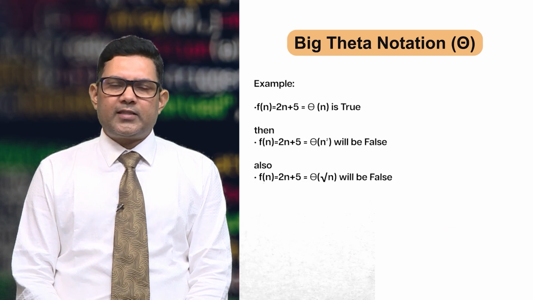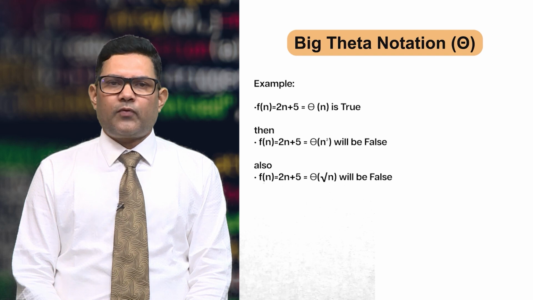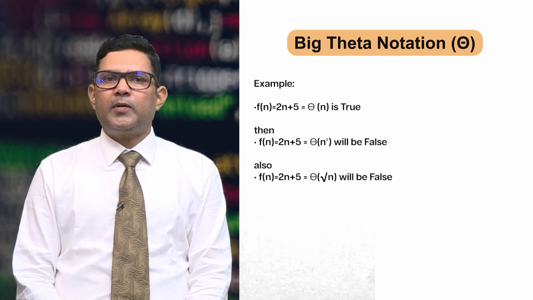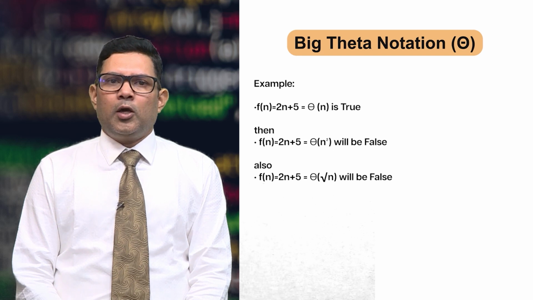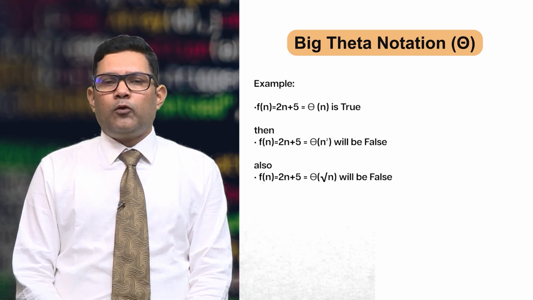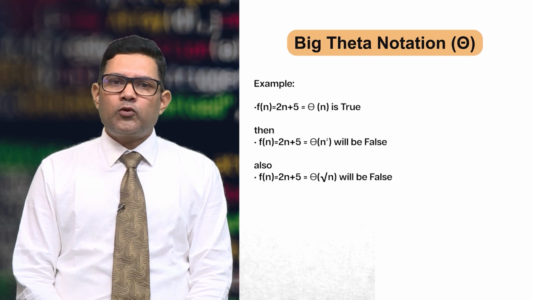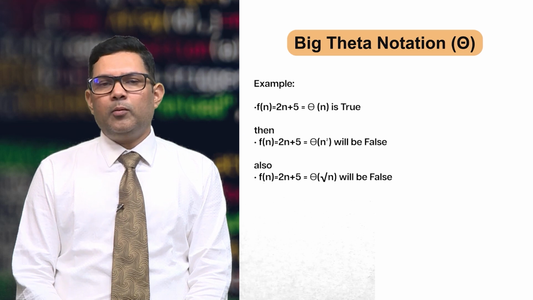For example, we can say that if the function f of n is equal to 2n plus 5, and we say that this is theta of n, that means the output of this asymptotic notation theta is defined as theta of n. So it is true. But if the function is 2n plus 5 and we set theta as n square, then it will be false. Also for square root of n, it will be false.